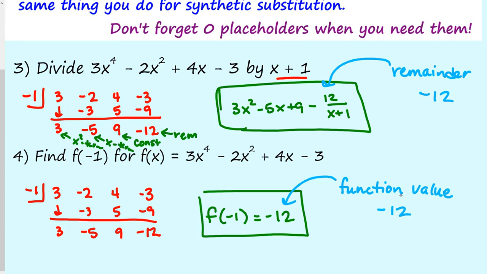If your remainder was 0, that means you found a factor, and the function value would be 0, and that means your point would lie on the x-axis. So your point would be an x-intercept, or a root.